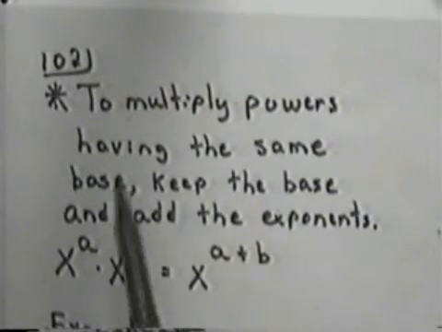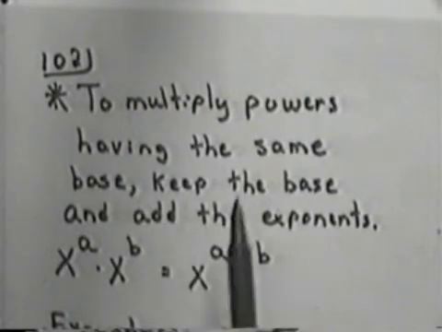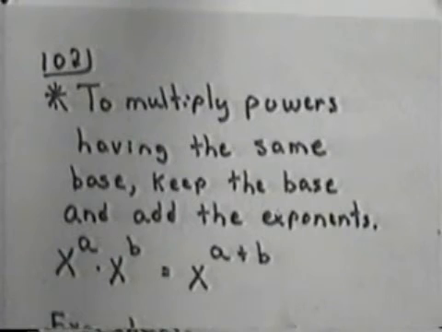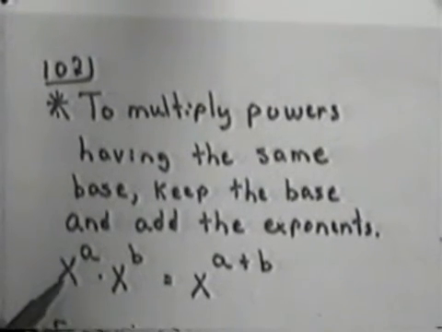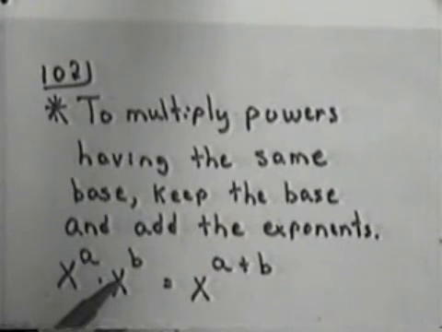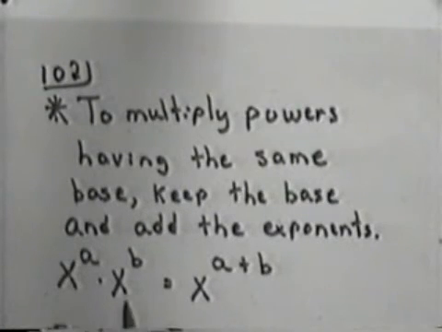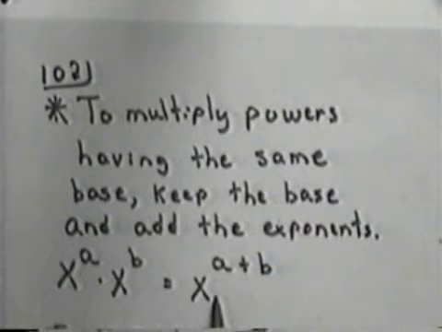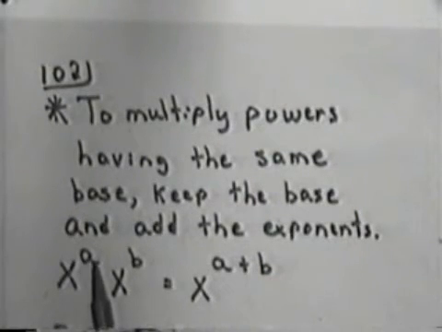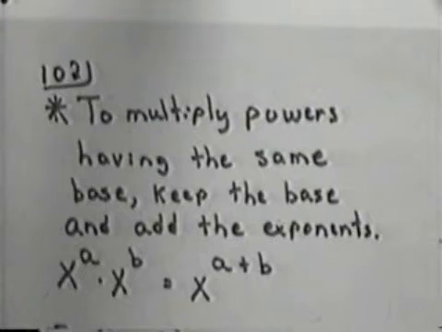To multiply powers having the same base, keep the base and add the exponents. Writing it in symbols, I can say x to the a times x to the b is x to the a plus b. In other words, to multiply powers having the same base, x, you keep the base and you add the exponents. Exponent a plus exponent b.